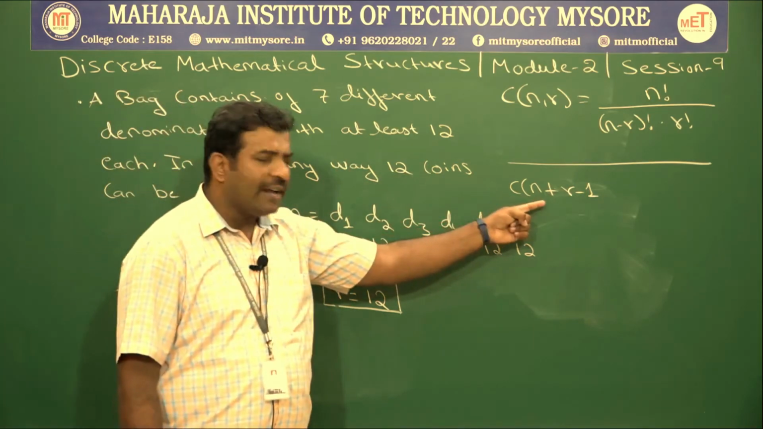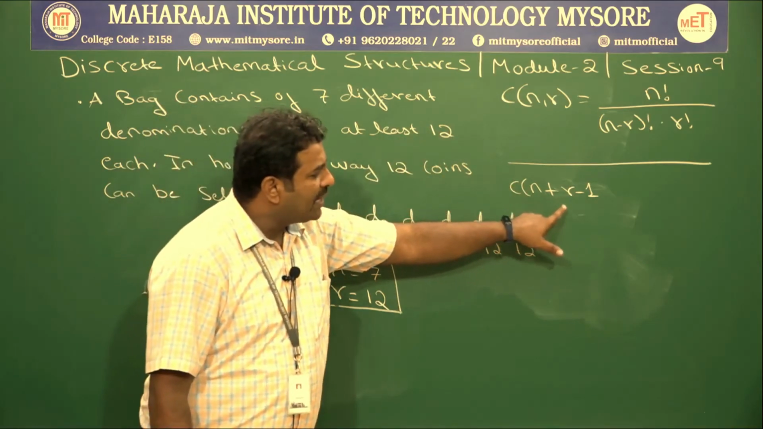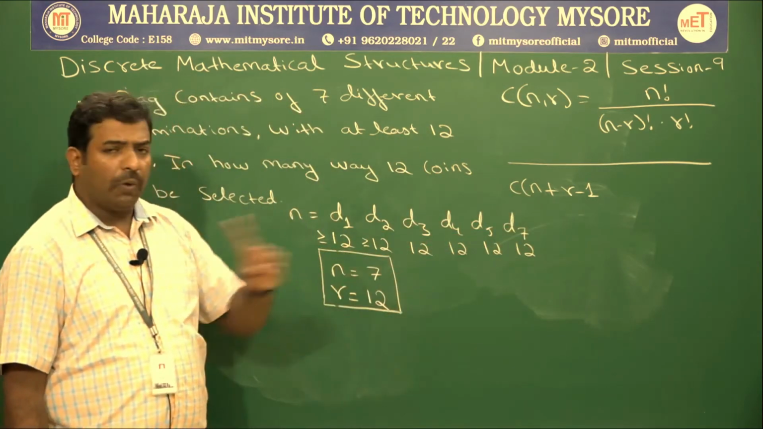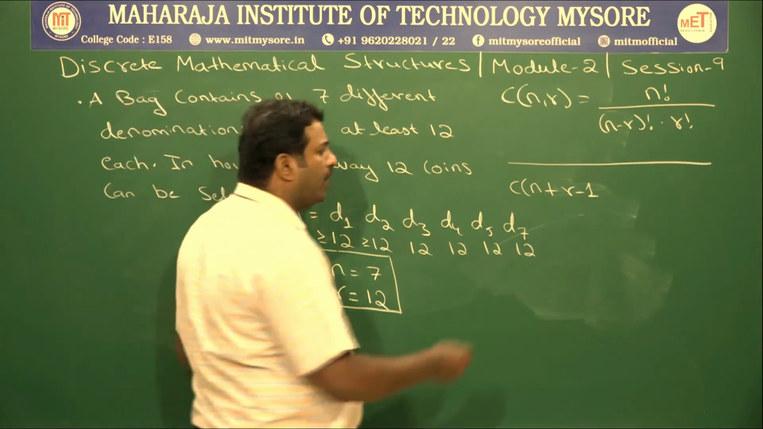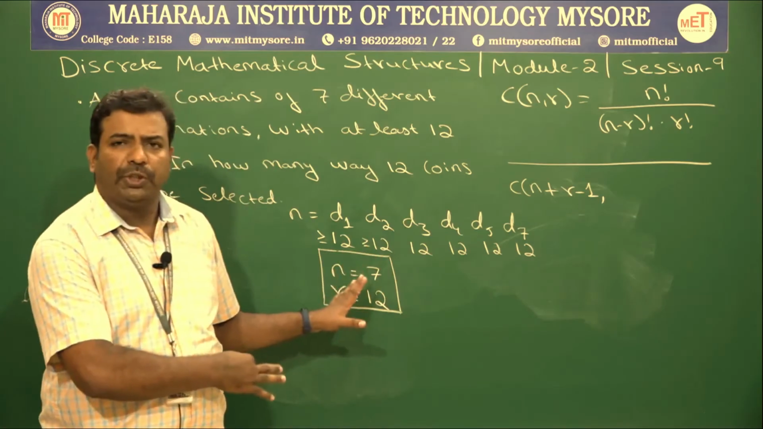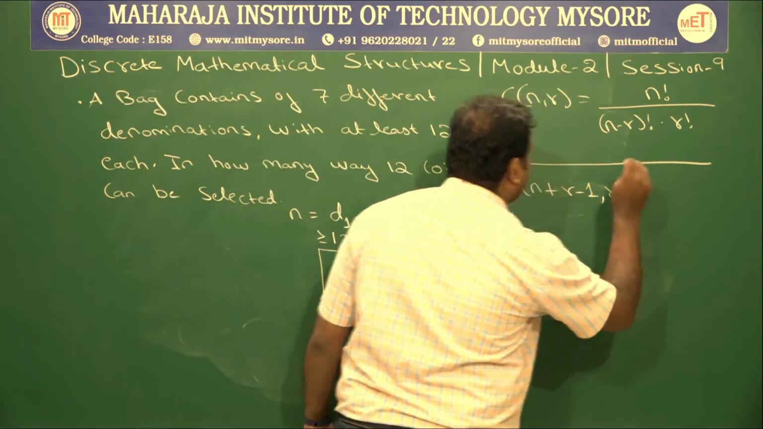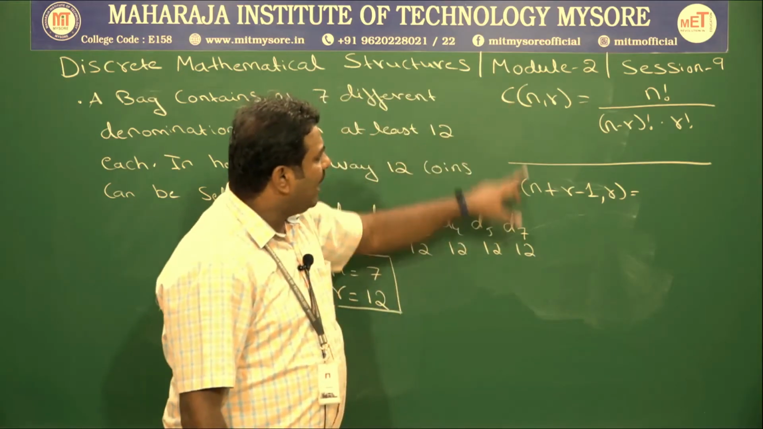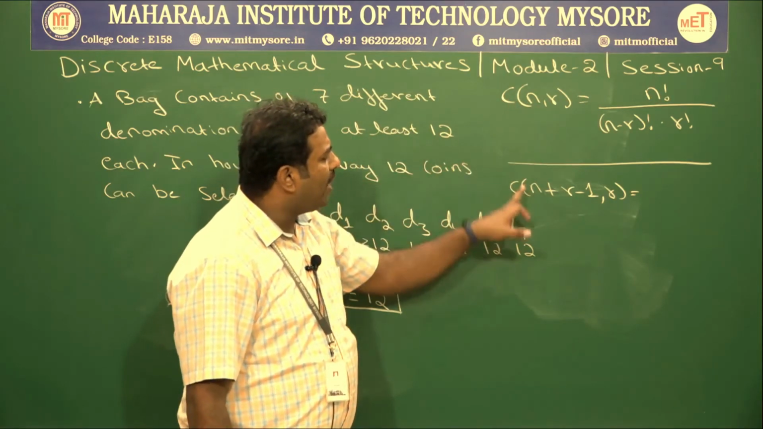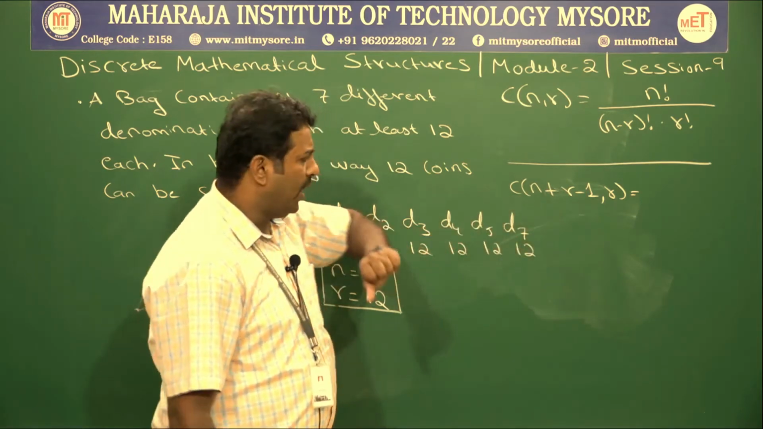Hence we are going to start the factorial from n plus r minus 1. This is the one change you need to make when you think about combination with repetition. And how many objects do you need to select? That is going to be r. Just keep it as r. So for the same, instead of having C n comma r, I am going to have C of n plus r minus 1 comma r.